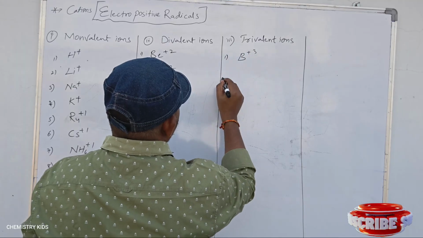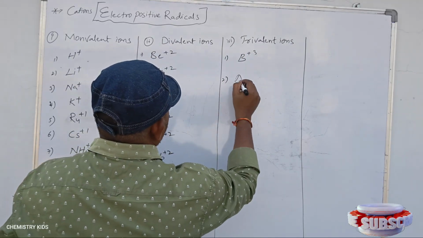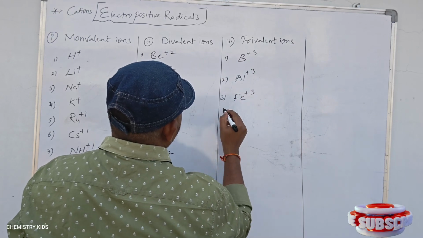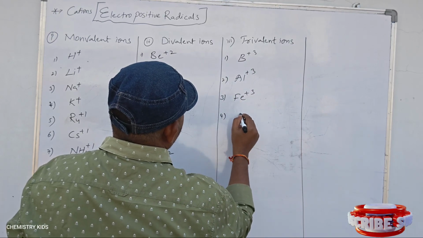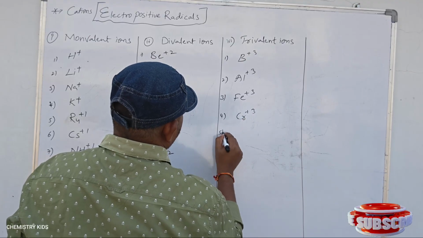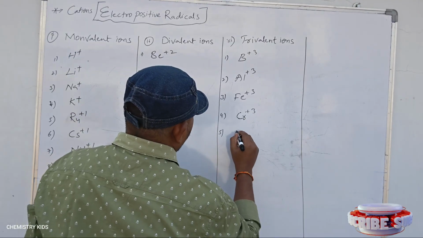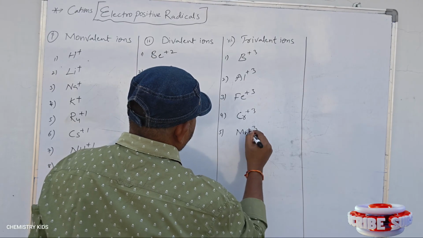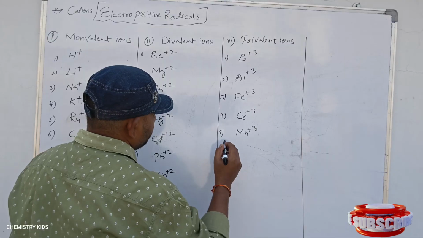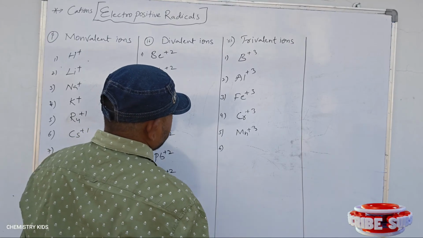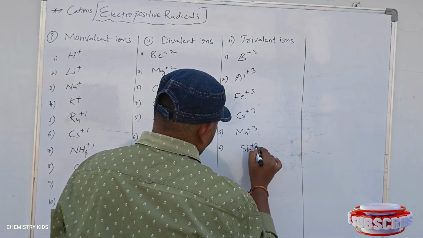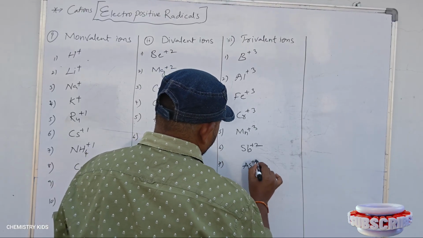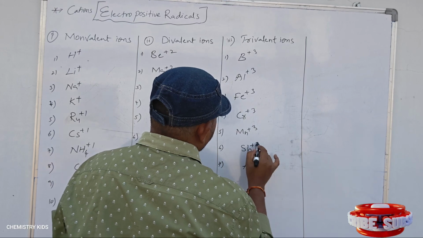Boron plus 3, aluminium plus 3, ferric plus 3, chromium plus 3, and manganic plus 3. Antimony plus 3, arsenic plus 3.